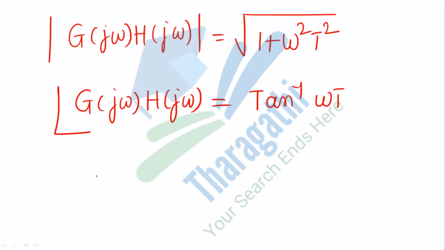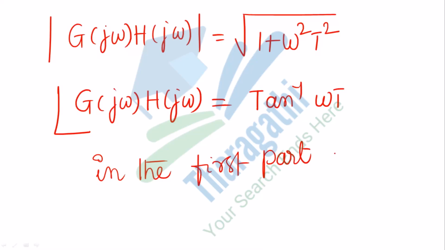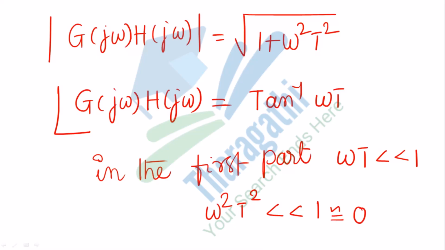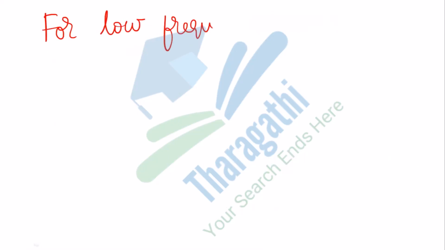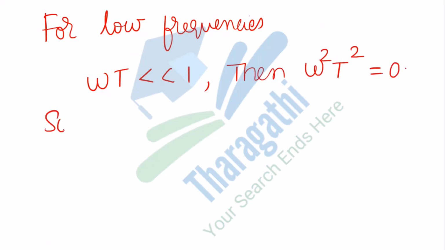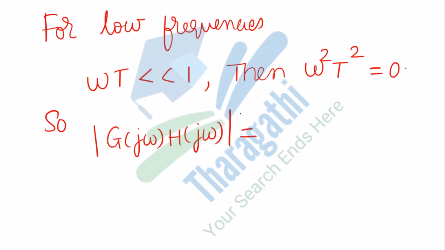In the first part, we consider that omega t is much less than 1. So if omega t value is considerably less than 1, then omega square t square is also less than 1, and it can be neglected and approximated equal to 0. So for low frequencies, that is omega t much less than 1, omega square t square is equal to 0. So modulus of G of j omega H of j omega is equal to 1.